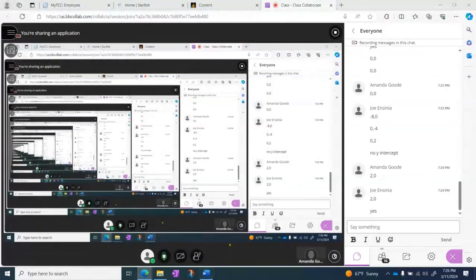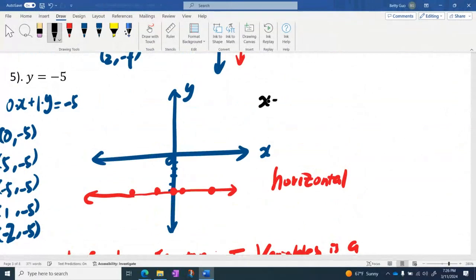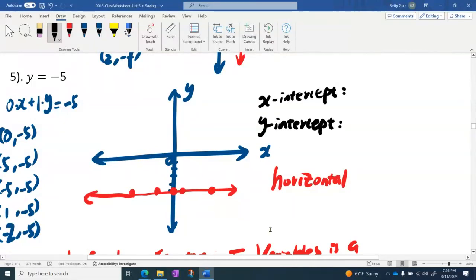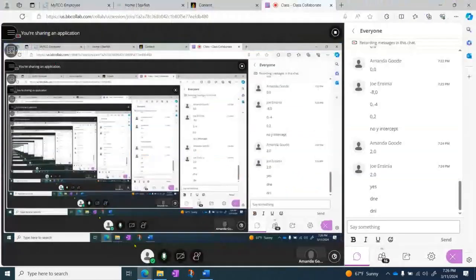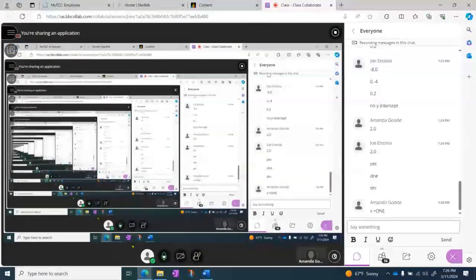And last one, this horizontal straight line. What's its x-intercept? And what's its y-intercept? Again, the x-intercept is the intersection of the line and the x-axis. The y-intercept is the intersection of the line with the y-axis. The x-intercept does not exist. And what about the y-intercept? (0, 95), yeah.